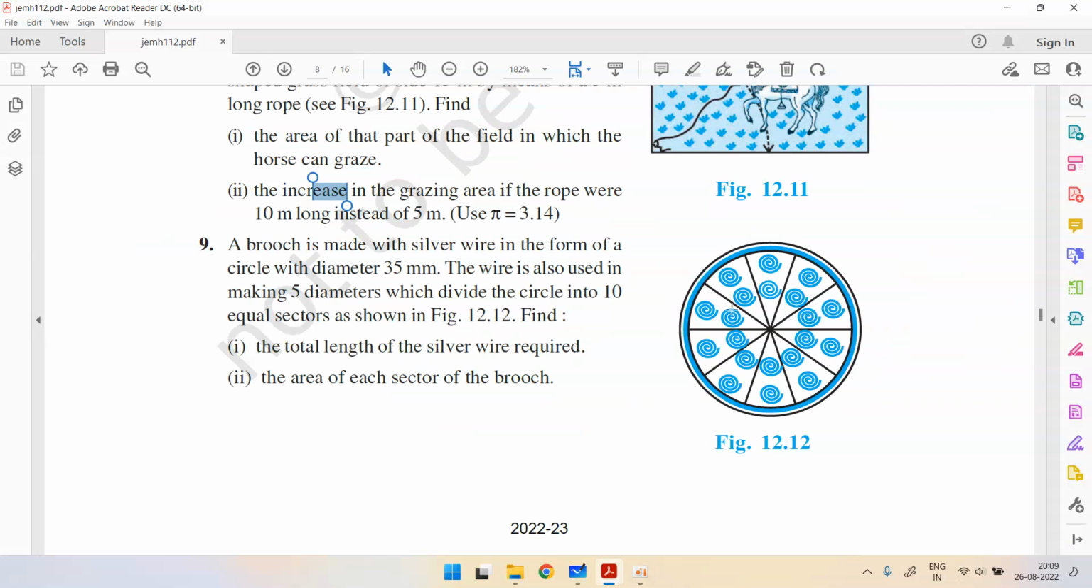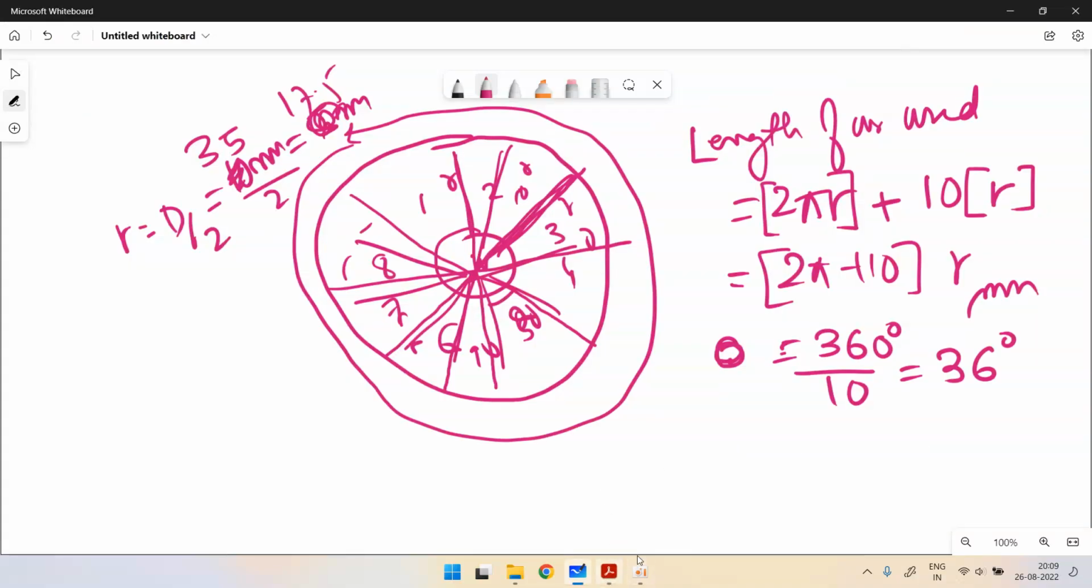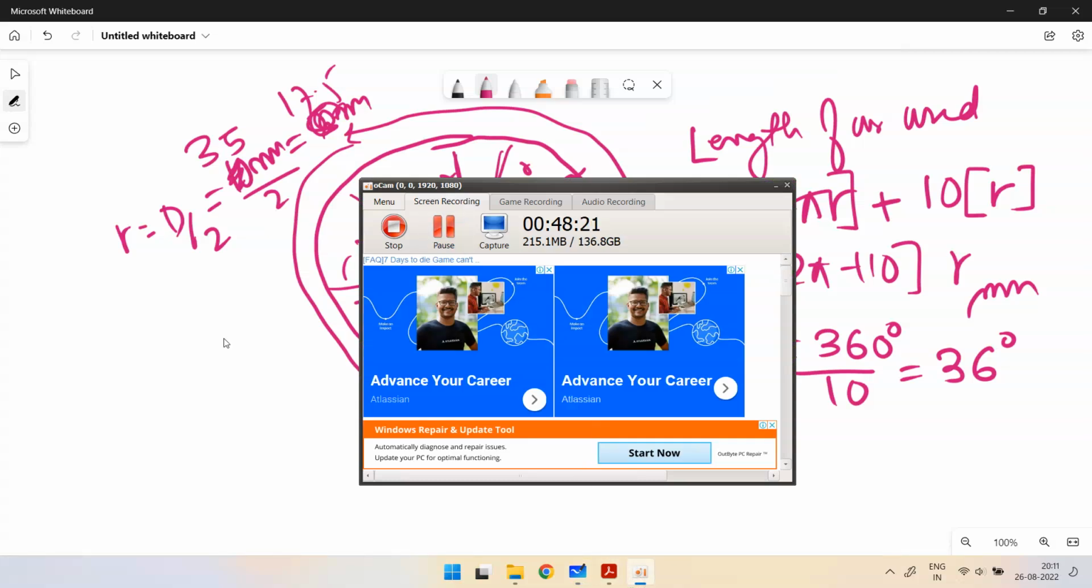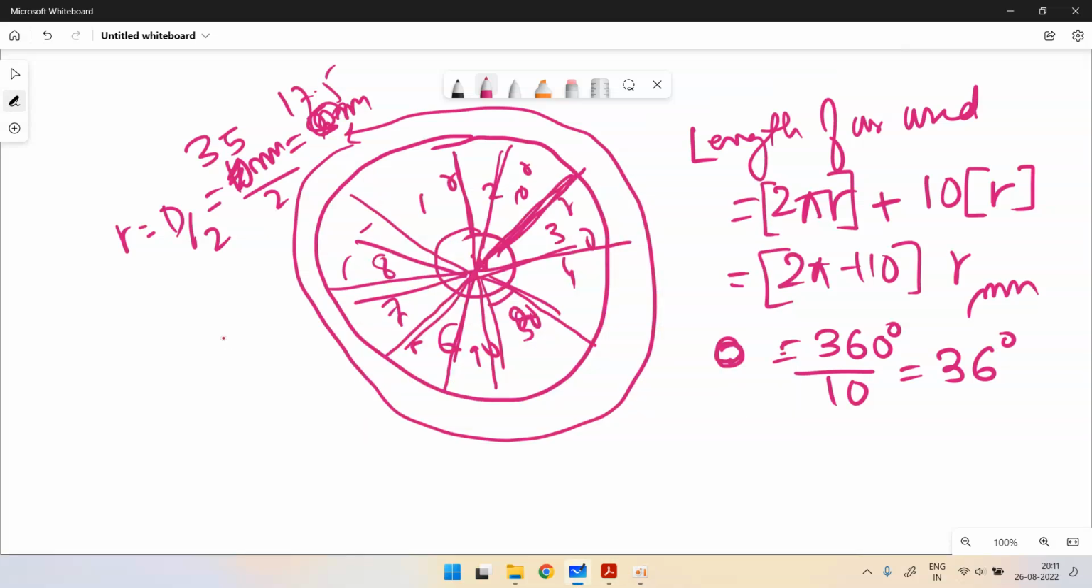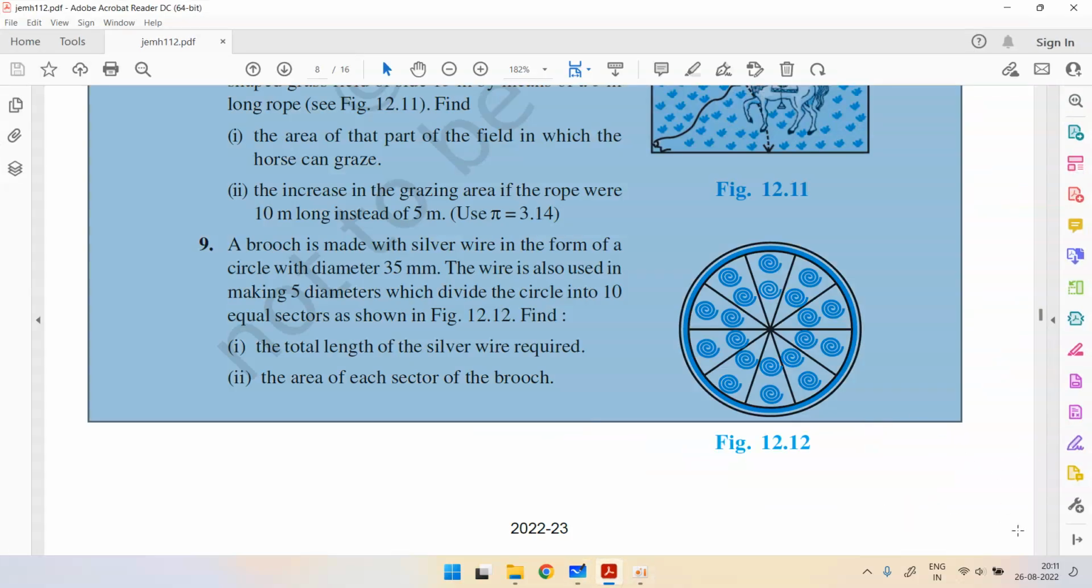Equal sectors. 36 degree. So this angle theta will be 36 degree. So the area of each sector will be theta by 360 degree into pi r square. So if you put the value of theta here and the value of r here, you will get the answer in mm square. Put the value, get the answer.